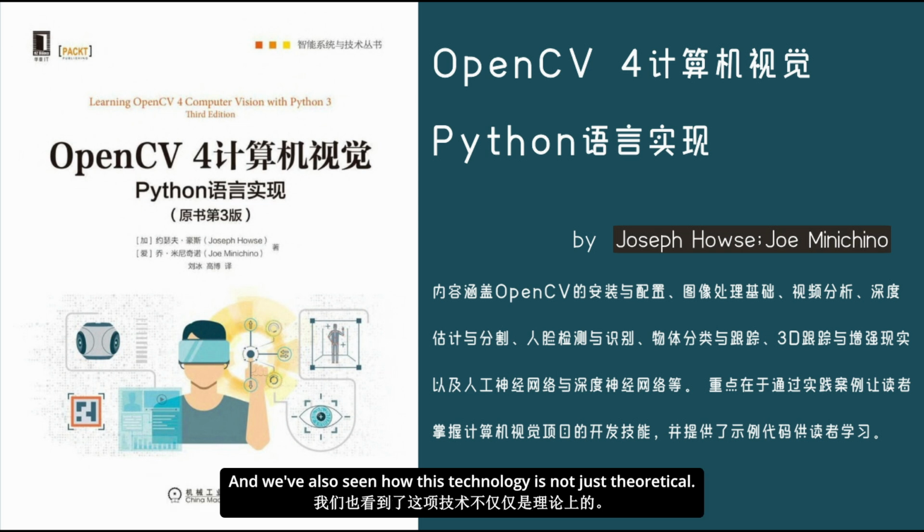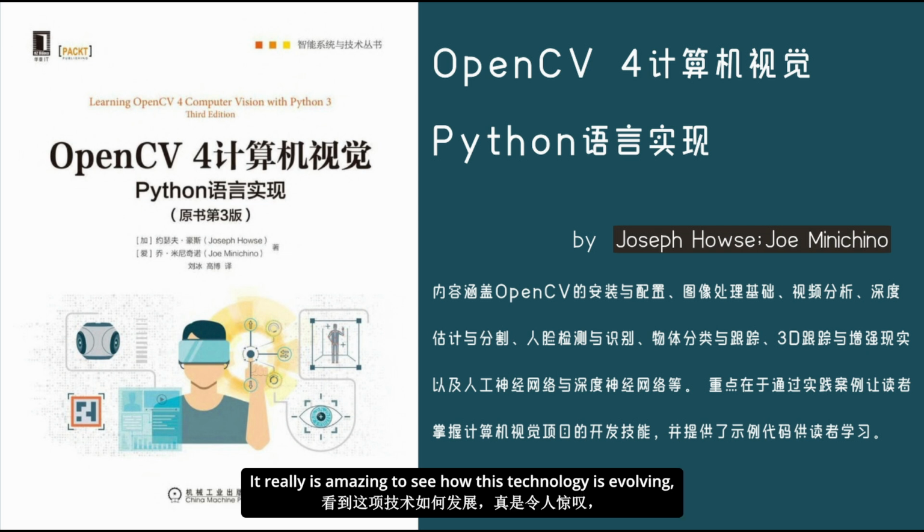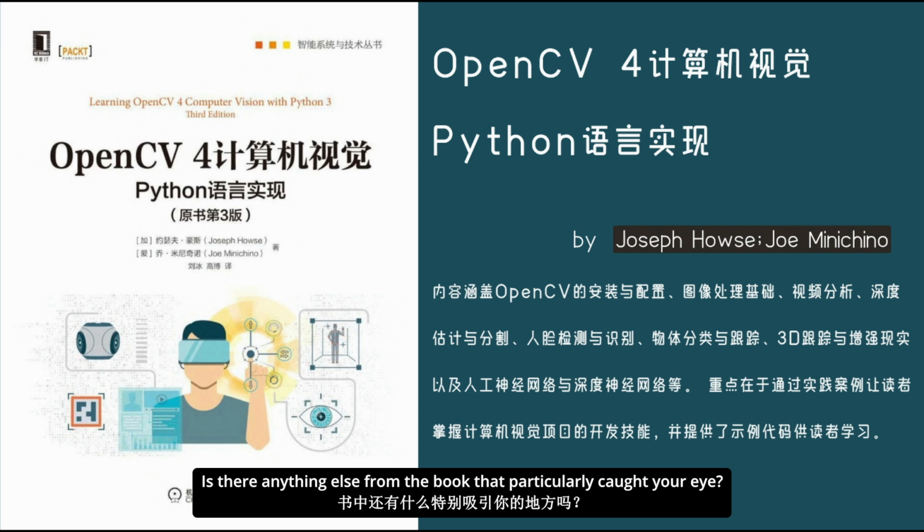And we've also seen how this technology is not just theoretical. It has real-world applications. They're already changing the way we live, work, and interact with the world. It really is amazing to see how this technology is evolving, from those individual pixels to systems that can recognize objects and even learn on their own. Is there anything else from the book that particularly caught your eye?